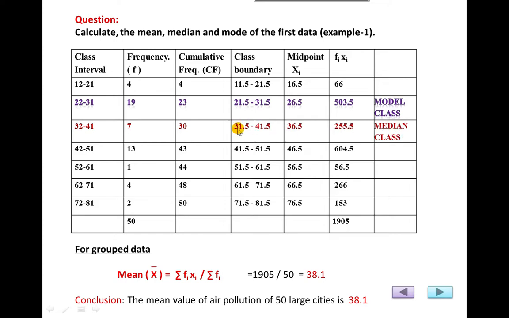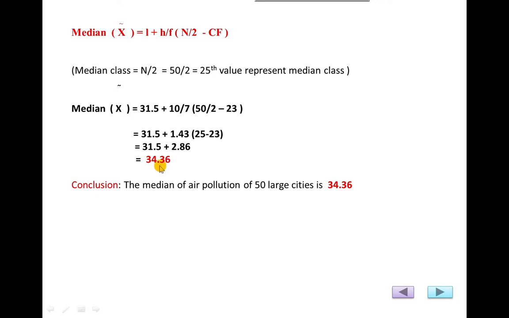So we will select L, the lower class boundary of the median class, 31.5, the frequency of the median class, and the previous cumulative frequency of the median class, 23, and then substitute in the formula to obtain the median. So L lower class boundary 31.5, h size of class interval, frequency of median class 7, and total number of observations 50 upon 2 minus CF previous to the median class. Calculate this bracket, multiply by this, and then add to 31.5, you will obtain 34.36. Conclusion is the same as the mean.